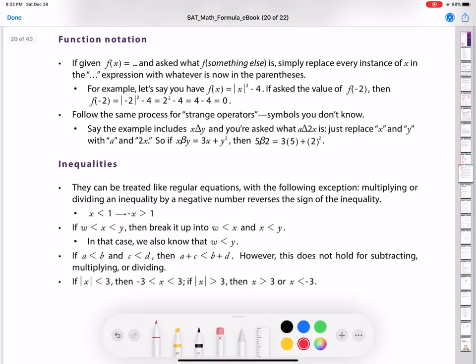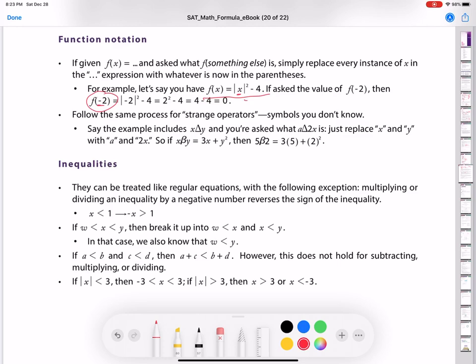Function notation. What does f of negative 2 mean? f of negative 2 means the y value when x equals negative 2. To find f of negative 2, plug in negative 2 for x. If f of x equals the absolute value of x squared minus 4, what is f of negative 2?